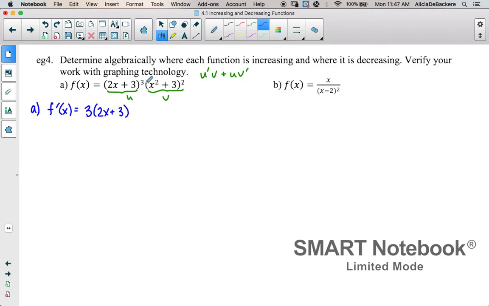So I'm taking the derivative just of that outer power. I bring the 3 out front, subtract 1 from the exponent, and then I take the derivative of the inner bracket, and that's just 2. So now we've got u prime. We're going to move on to v.